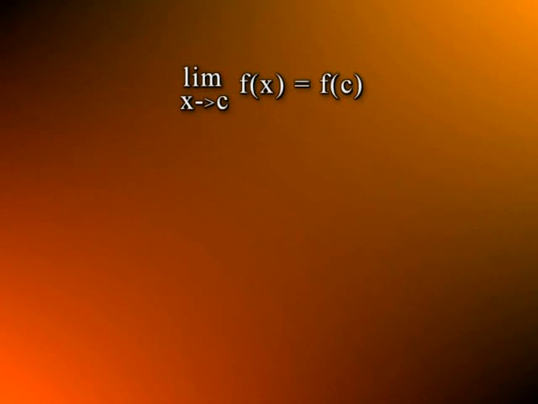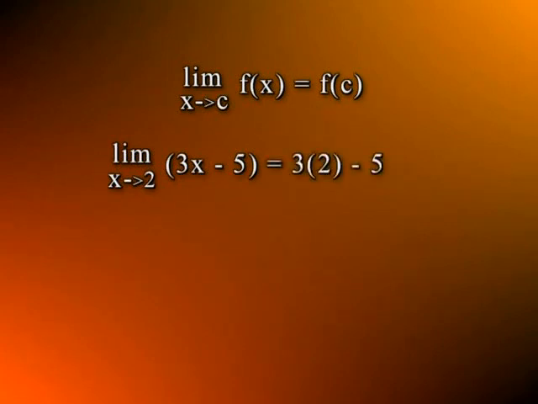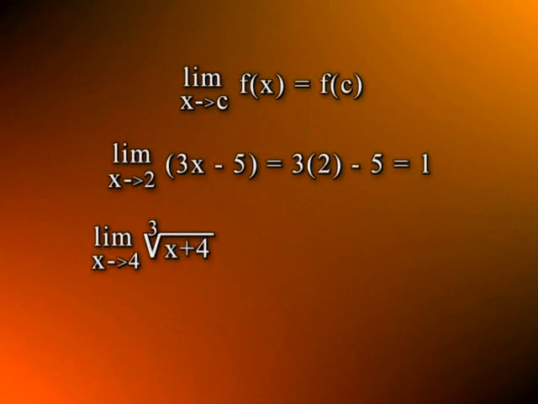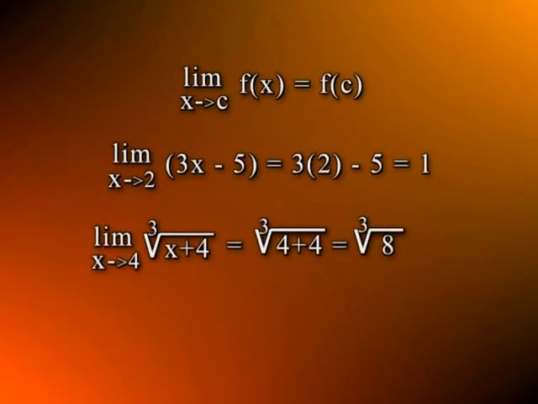For example, if we're taking the limit of this expression as x approaches 2, then take f of 2. Just replace x with 2 in the expression. We have 6 minus 5, or 1. So the limit then is 1. The limit as x approaches 4 of this means, what is f of 4? That is, put 4 in place of this x, and we have 4 and 4, 8. The cube root of 8 would be 2.